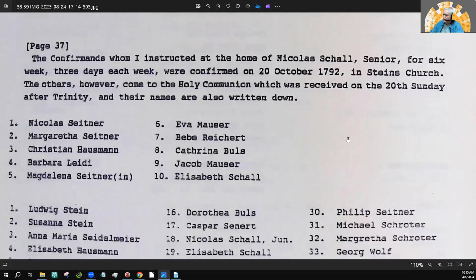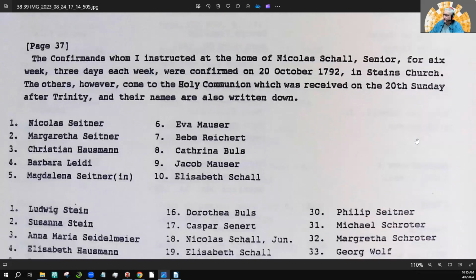And it says, the confirmands whom I instructed at the home of Nicholas Shaw, who is a key figure in this, and actually a family member of mine, senior, for 6 weeks, 3 days each week, were confirmed on the 20th of October 1792 in the Steins Church. Steins Church is also known as the Union Church, I believe. The others, however, come to Holy Communion, which was received on the 20th Sunday after the Trinity. Their names are also written down.